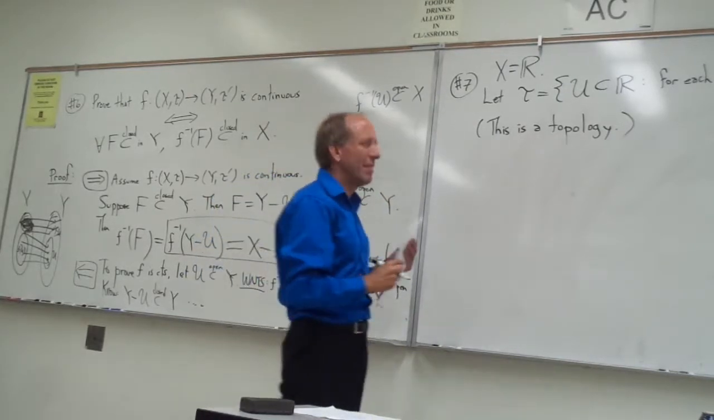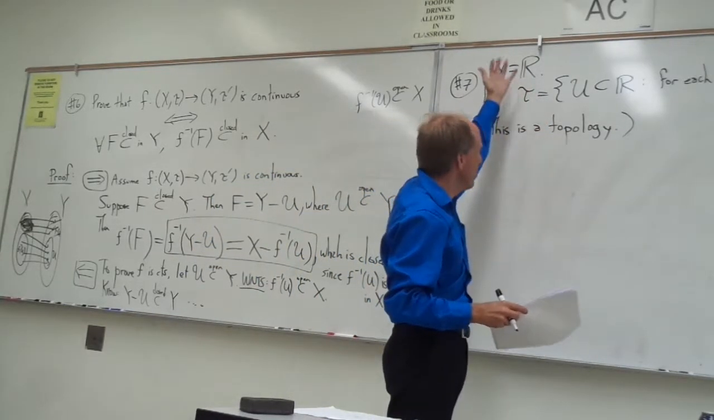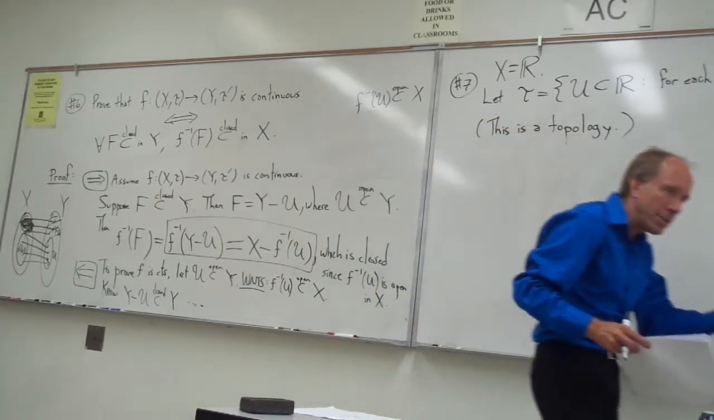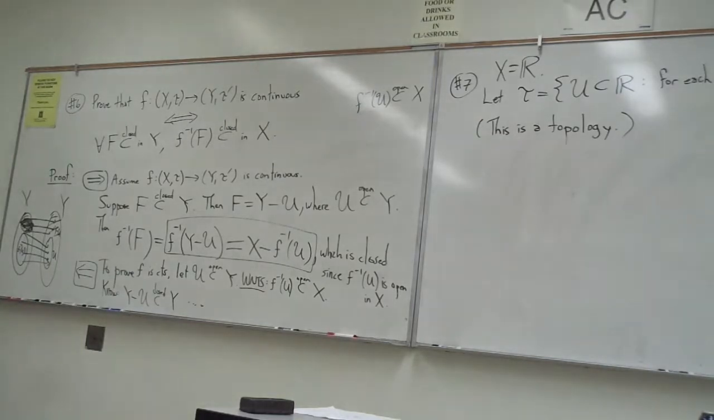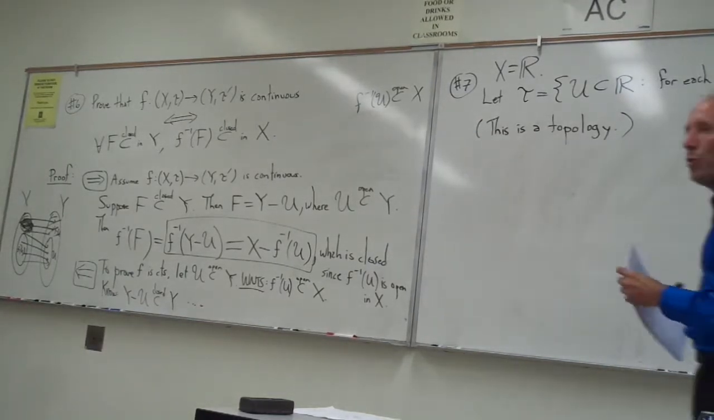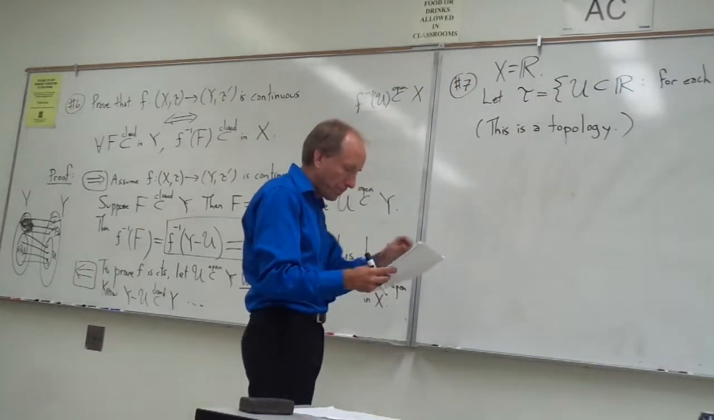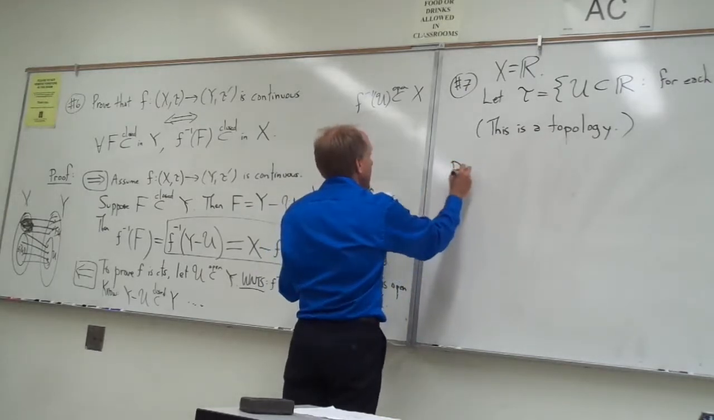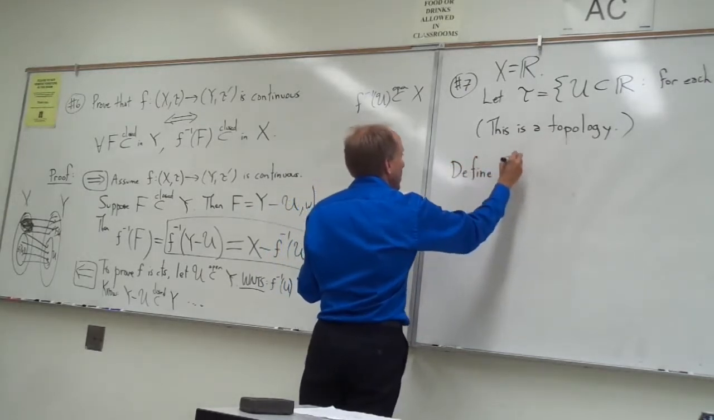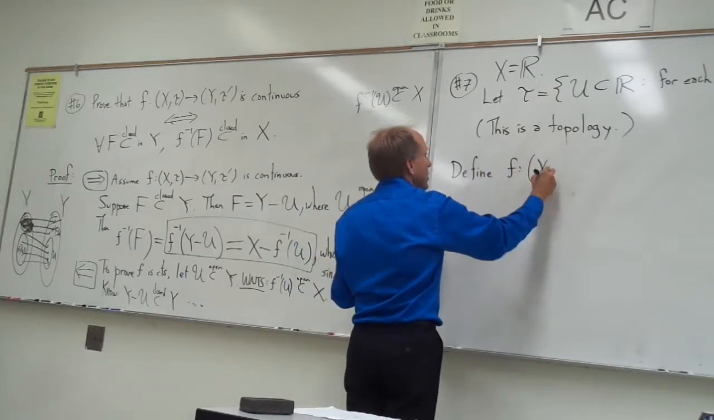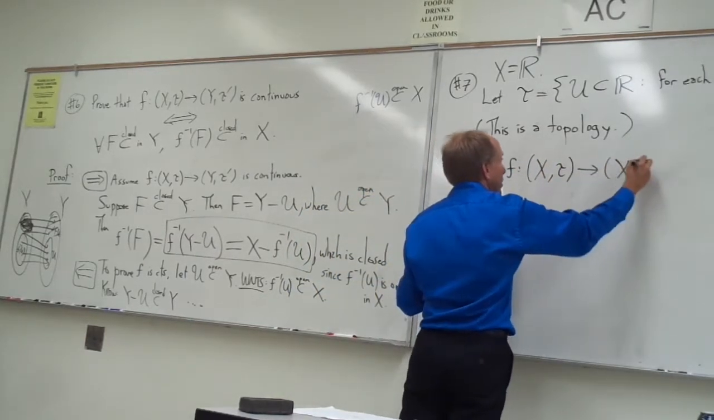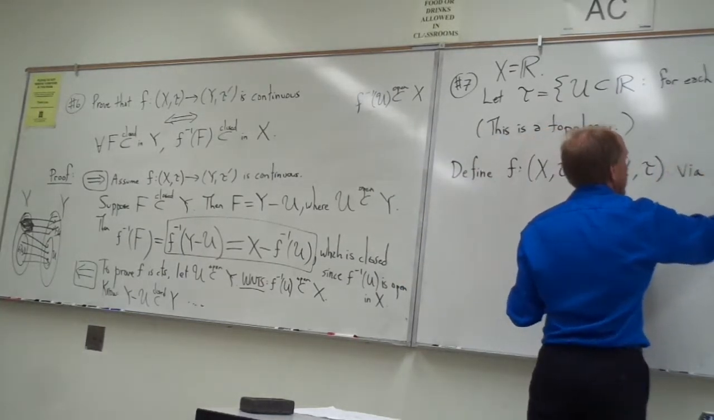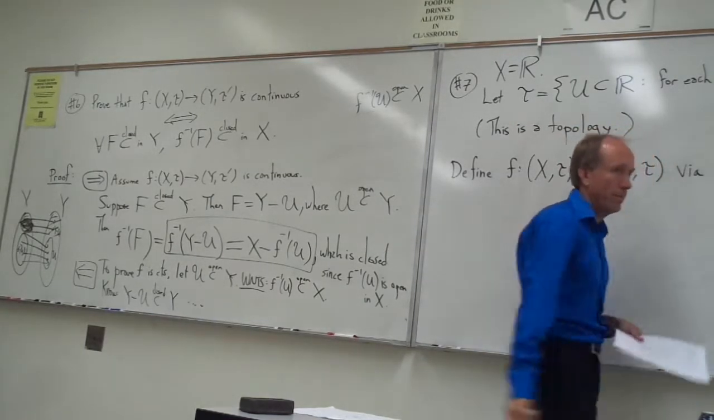It's pretty clear that it's got the empty set and the whole space, the whole real numbers, in it. You have to show that it's got the finite intersections and arbitrary unions. Okay, let's just let that go. We'll just assume it's a topology. So then what I'm going to do is define f from R with tau to itself via f of x equals x squared.